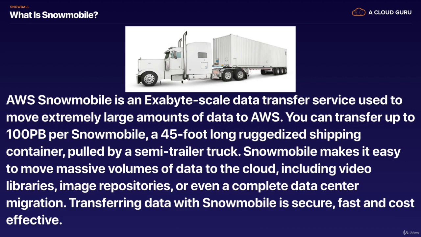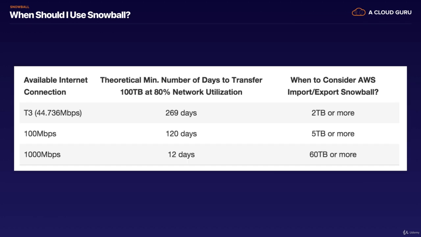So what is Snowmobile? Well, Snowmobile is just insane. It's an exabyte scale data transfer service used to move extremely large amounts of data to AWS. You can transfer up to 100 petabytes per Snowmobile. It's basically a 45-foot long ruggedized shipping container, which is being pulled by a semi-trailer truck. It makes it easier to move massive volumes of data to the cloud, including video libraries, image repositories, or even a complete data center migration. Transferring data with Snowmobile is secure, fast, and cost-effective.